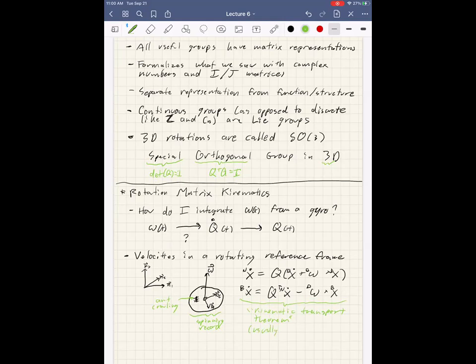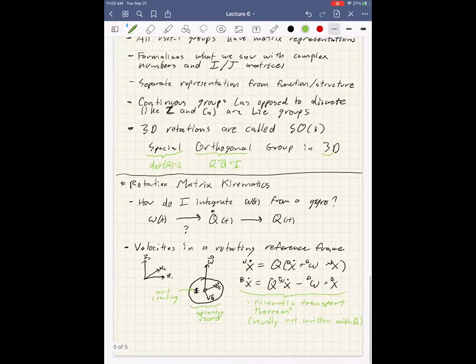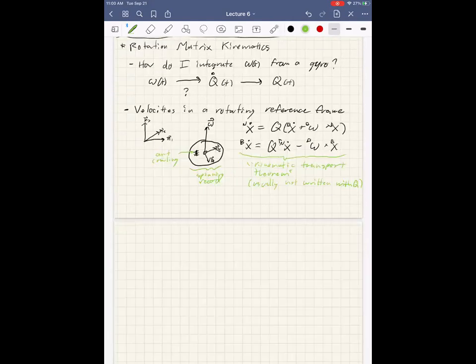Usually people leave out the Q's, which is sort of not right. Okay, so now what we're going to do is think about a vector fixed in the body frame.